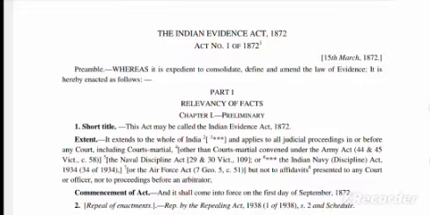Now the last part of this Act, Part 3, deals with production and effect of evidence and contains Chapters 7, 8, 9, 10 and 11. Chapter 7 deals with burden of proof from Section 101 to 114A. Chapter 8 deals with estoppel, 3 sections, Sections 115, 116 and 117. Chapter 9, witnesses, is from Section 118 to 134.